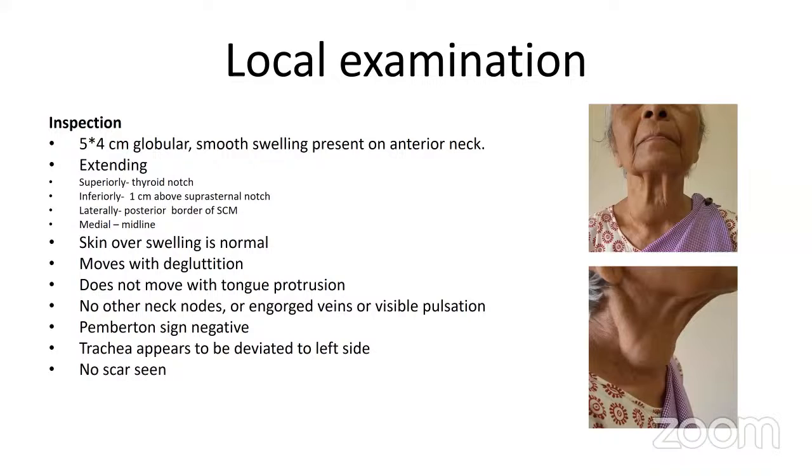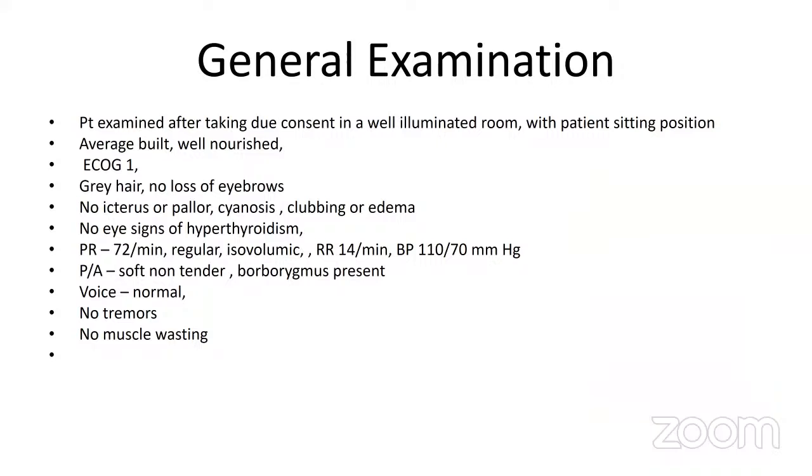Coming to local examination, on inspection, a 5 by 4 centimeter globular, smooth swelling is present on the anterior part of the neck, extending superiorly. So, Rajesh, go to the previous slide. Why did you do the per abdominal examination? How does it correlate with suspected thyroid carcinoma?